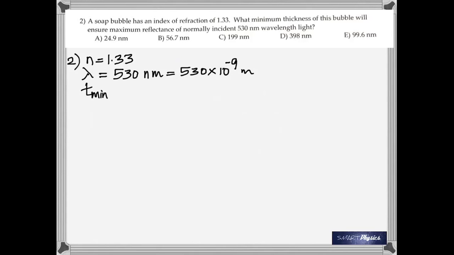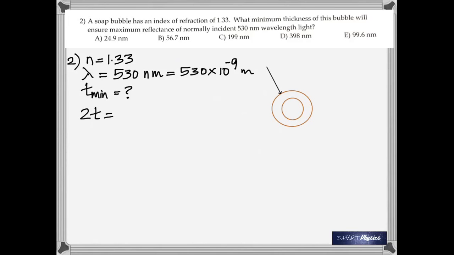A soap bubble has an index of refraction of 1.33. What minimum thickness of this bubble will ensure maximum reflectance? So that means it's talking about brightness. Maximum reflectance of normally incident 530 nanometer wavelength light. Okay. Refractive index 1.33, wavelength is 530 nanometers, again 530 times 10 to the negative 9 meters. And you're asked to find the minimum thickness.